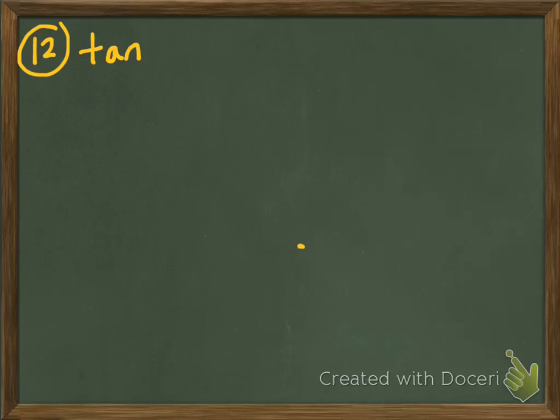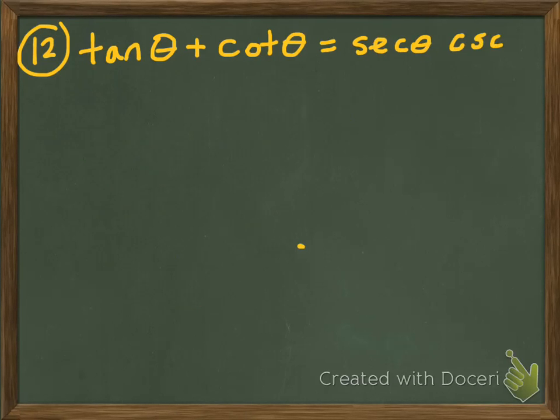Okay, me and this board are fighting right now. Maybe I need to clean it. Tan theta plus cotangent theta equals secant theta cosecant theta. Any thoughts on this one?